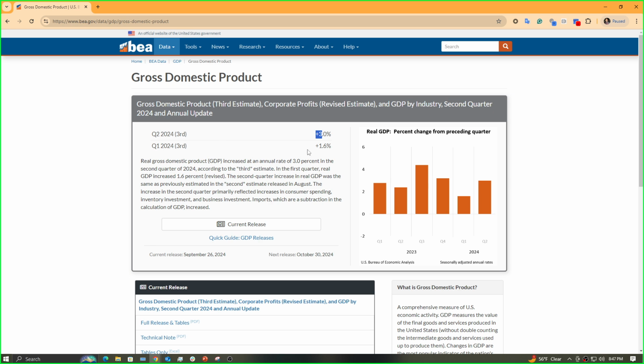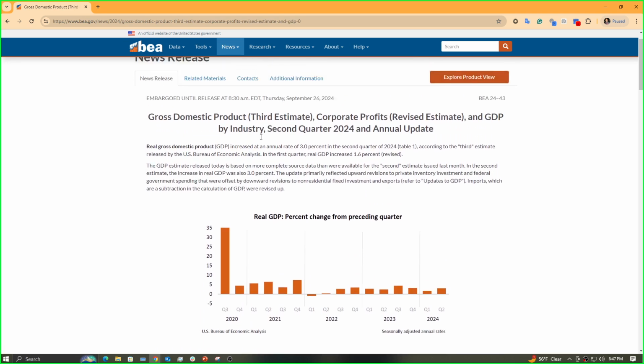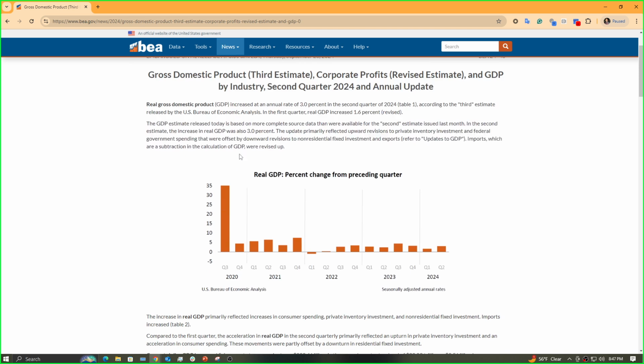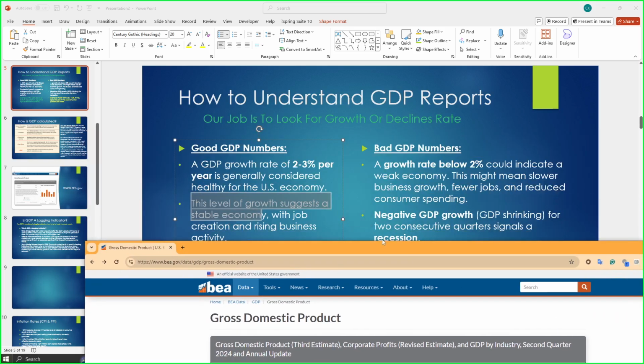Just to look at it on a bigger scale, because we did see some graphs right here, let me go back just to show you. So here's the release, 3.3%. As we can see, 3% is good GDP numbers. This level of growth suggests a stable economy, with job creations and rising business activity.